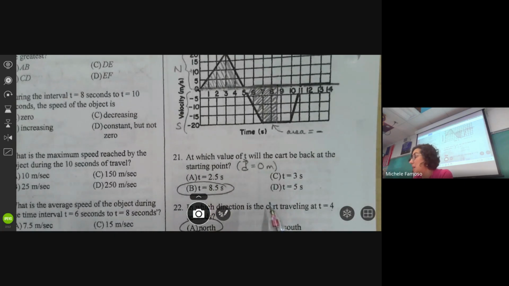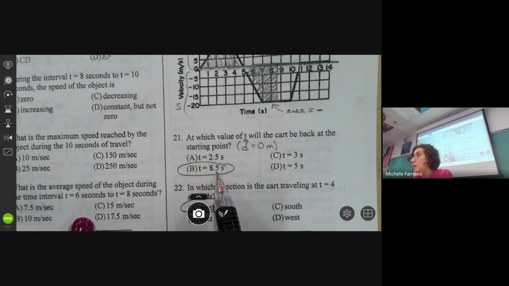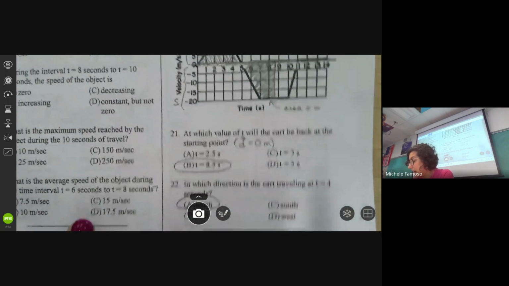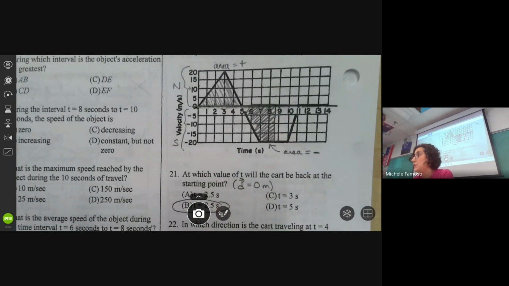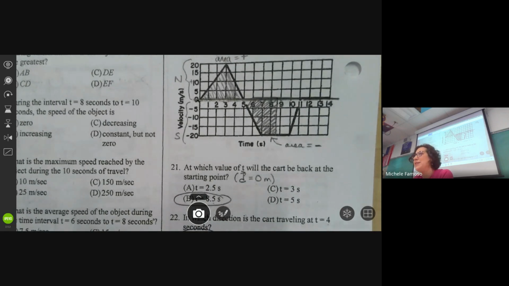The only choice that makes any sense is this one, because that's the only one that would allow us to add a negative amount of area to a positive amount that can possibly give us 0. Do you all understand that? Okay. I know in math they say you can't have negative area. This is not math. This is physics.